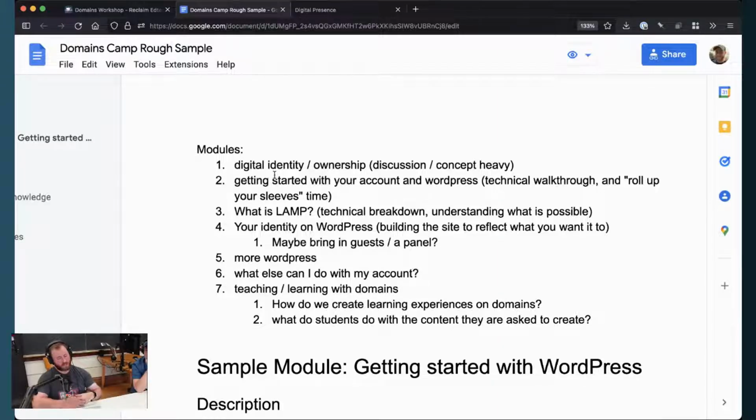So the idea being, I could totally see some folks breaking out the modules around identity and maybe what is LAMP, and making that discussions that happen in a different space, and maybe having the getting started with your account stuff be more asynchronous, or you could flip that, right? I think there's a lot of flexibility there. But the idea of them being modules is that you can pick and choose what you want out of them.